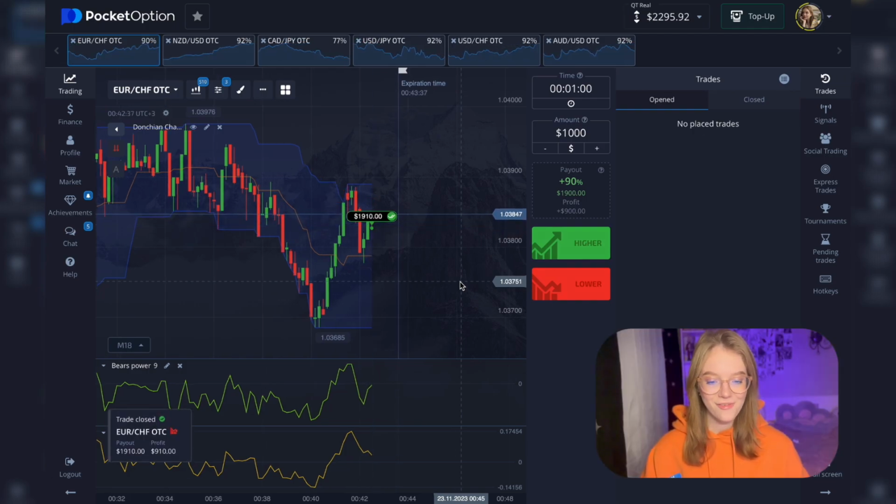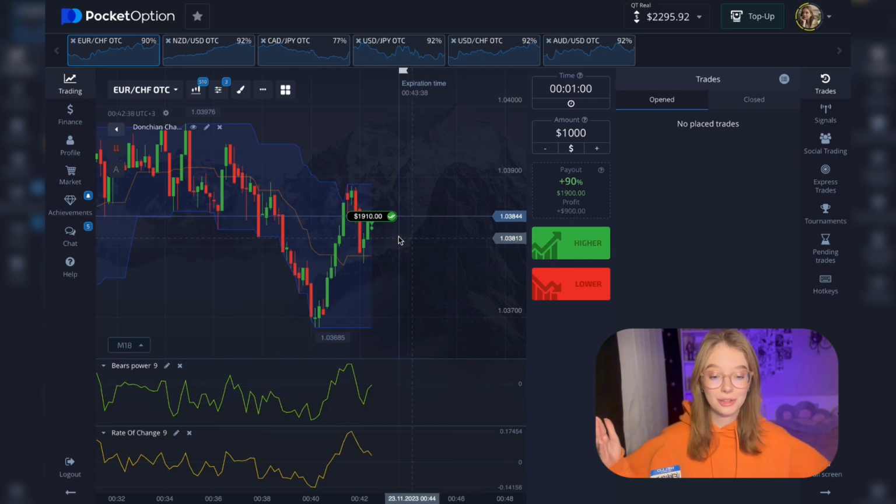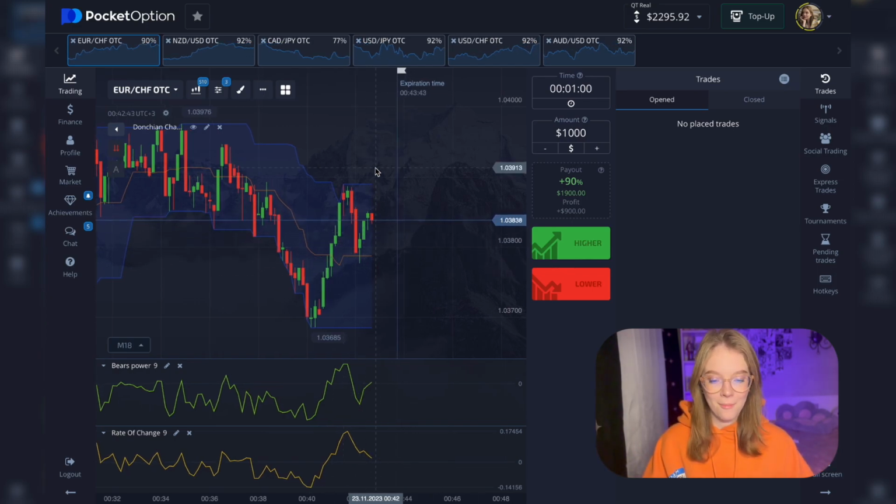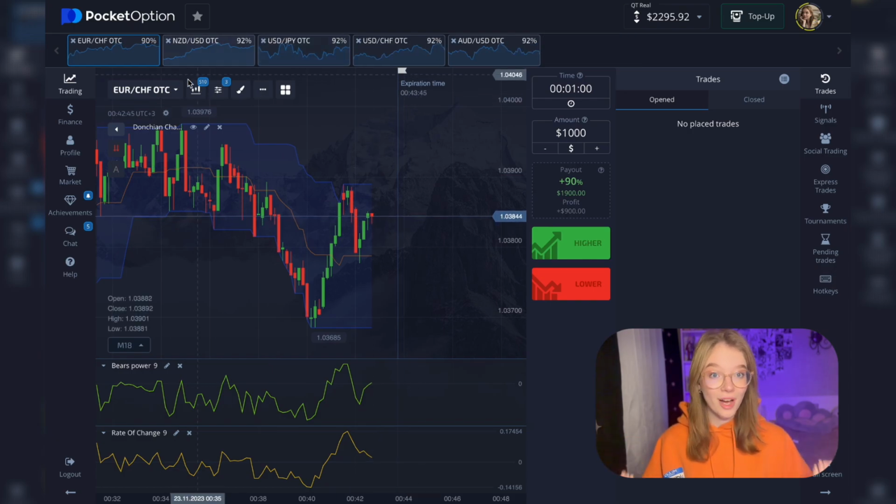Okay, very good. Another successful trade. Let's continue to open the trades at the maximum. I always work with $1,000 trades, but for the video I use smaller deposit amounts for the example.